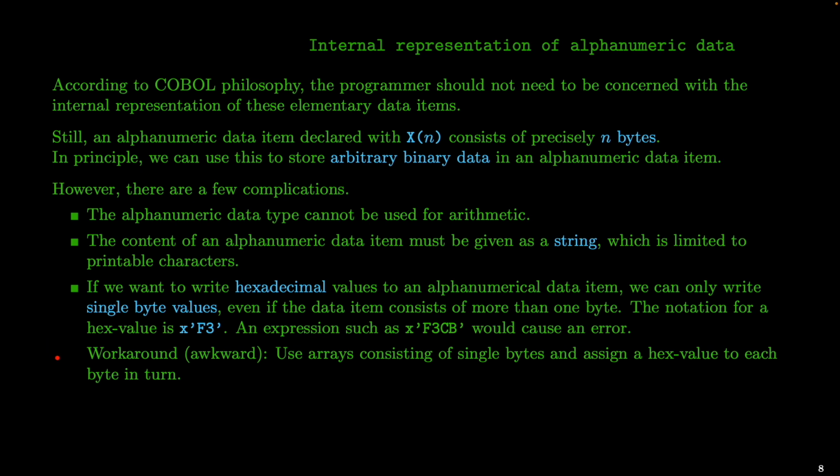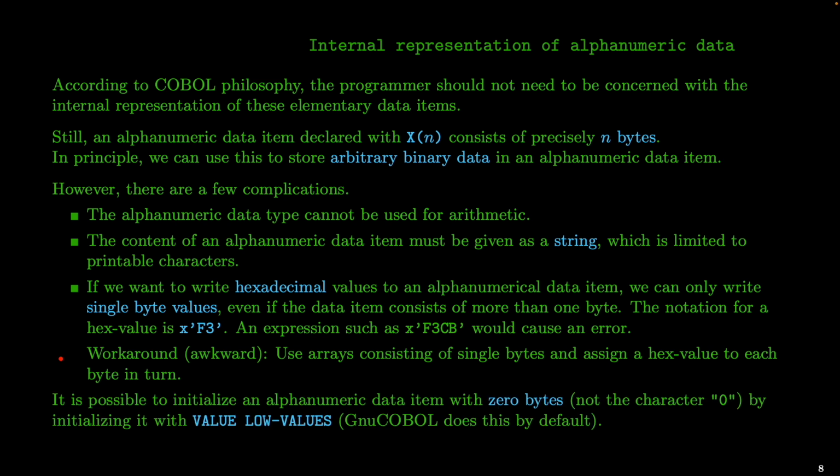A workaround for this is you can use arrays that consist of single byte entries and then assign a hex value to each single byte in turn. Now this is a bit annoying to do, but it is something that works. And it's also possible to initialize an alphanumeric data item with 0 bytes. So do not confuse this with the character 0. So that's the printable character 0 is not the 0 byte.